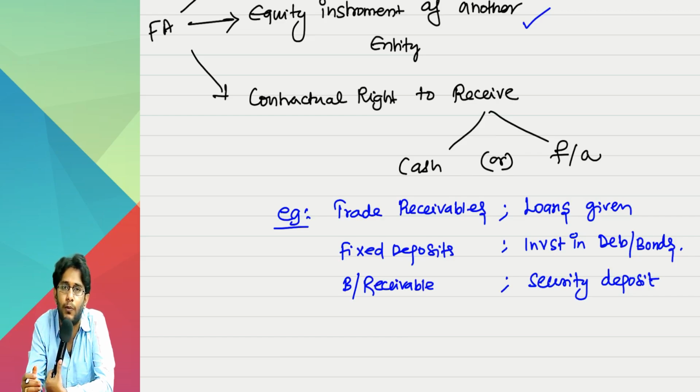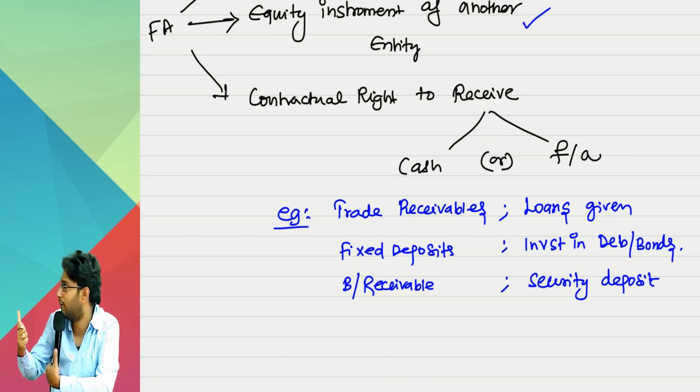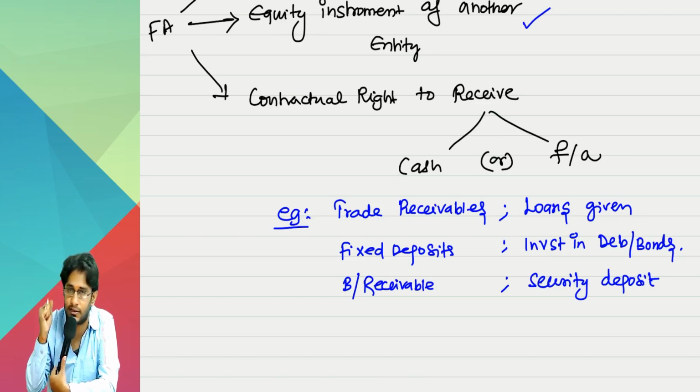Or you have taken a property on lease. Normally whenever you take any house on rent, what will the owner say? Sir, please pay 3 months advance. That is nothing but the security deposit. You have a right to receive that deposit back when you vacate the property or when the work is done. So that right to receive is there, therefore this becomes a financial asset.